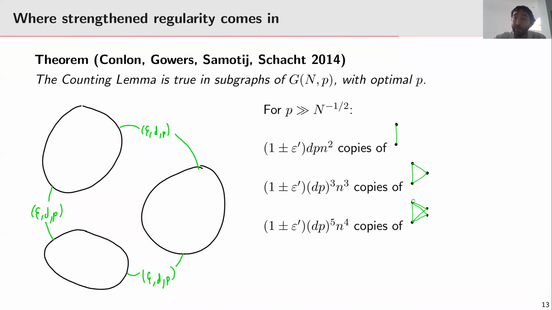Let me give one more example. Suppose I want to count this graph which is 2 triangles joined along an edge. So the edge is coming here and the 2 vertices left over both go into this set. How many copies of this do I find? Let me say labeled copies. Then it will be again roughly what we expect, which is this formula. Okay, so this is the counting lemma.